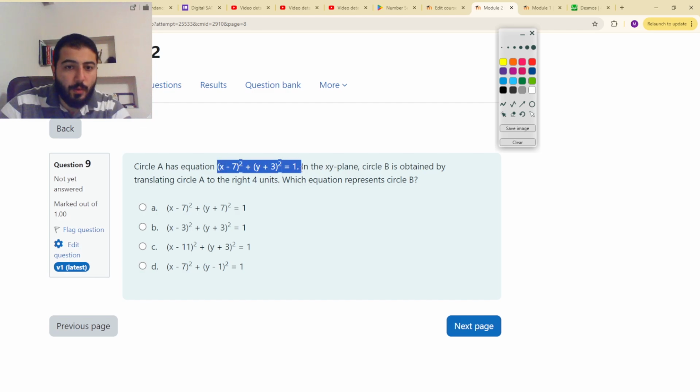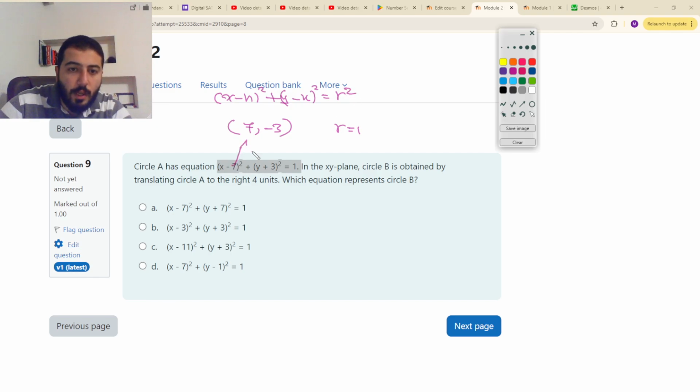This one is a circle with a center 7 and negative 3, and also with a radius r, because this is (x minus h) to the power 2 plus (y minus k) to the power 2 equals r to the power 2. So here, this is the h, this is negative k, so the k itself is negative 3, and r is equal to 1.